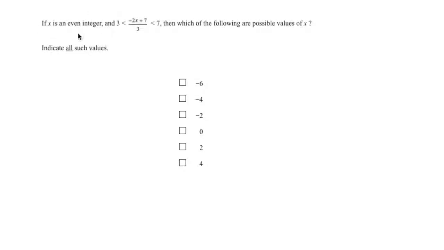If x is an even integer and this thing, then which of the following are possible values of x? Indicate all such values. Well, this is what you call a compound inequality.